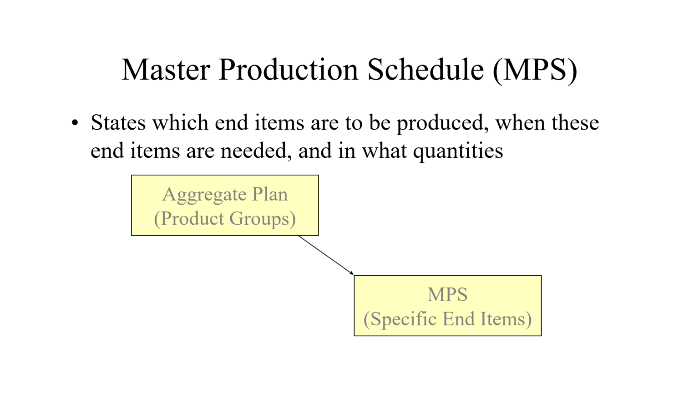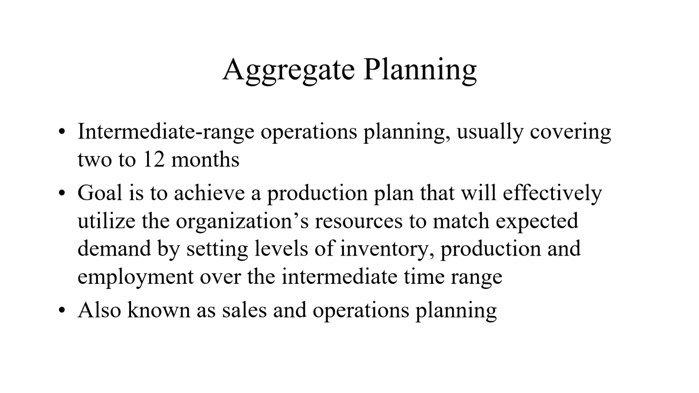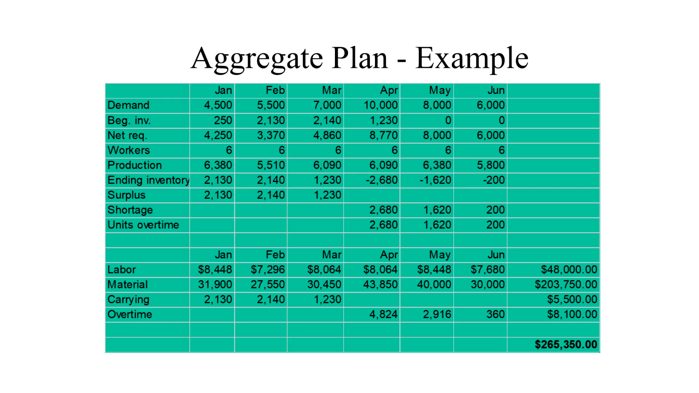This connects to now aggregate planning. So that relationship to aggregate planning, the MPS is more detailed than the aggregate plan. Aggregate planning, this is an intermediate range plan, usually 2 to 12 months, that deals with broader product groups. Its goal is to set the overall levels of inventory, production, and employment to match demand effectively. The MPS takes those general goals and specifies the plan for specific end items, or the finished product. The example. This shows an example of the figures and introducing the basic planning strategies.